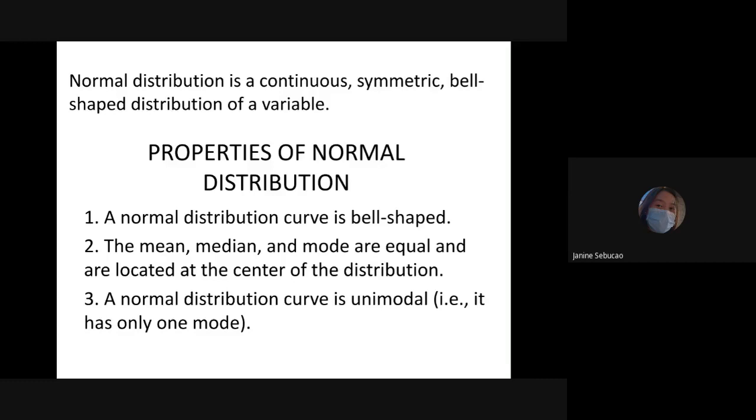As we all know, a normal distribution is a continuous, symmetric, bell-shaped distribution of a variable. A normal distribution curve is bell-shaped, meaning that as the sample size increases, the shape of your distribution becomes normal or approximately normal. The mean, the median, and the mode are equal and are located at the center of the distribution. A normal distribution curve is unimodal, meaning it has only one mode. Bimodal pertains to a distribution that has two modes, but it is not a normal distribution if it has two modes.